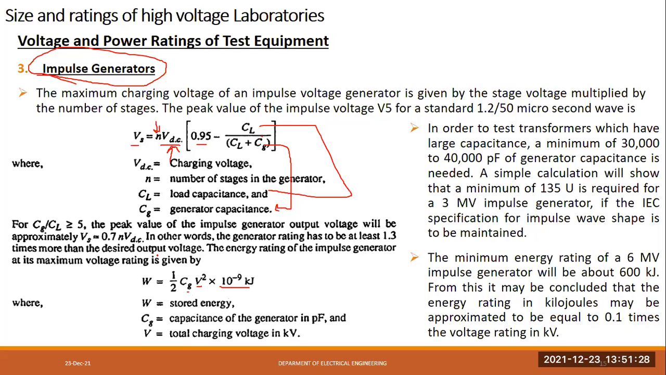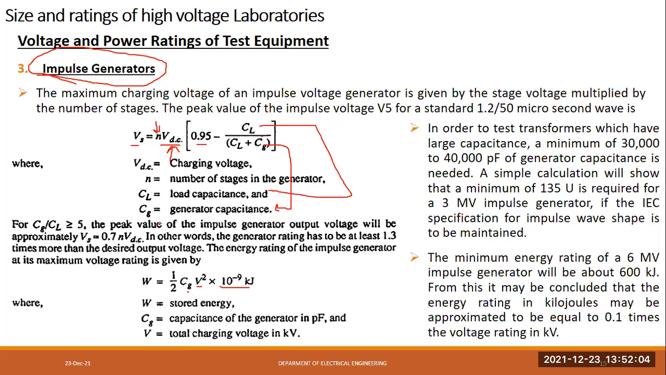Then in a test transformer, as we already know, there is a large capacitance, and along with this large capacitance, the generator capacitance that is connected is in picofarads, around 30 to 40,000 picofarad. A simple calculation shows that 135 microsecond is required for at least a 3 megavolt generator or IVG.